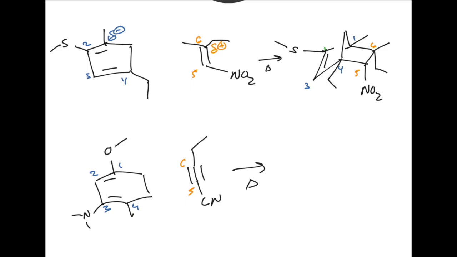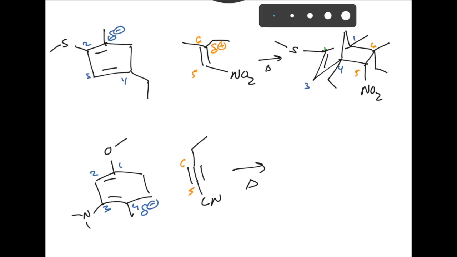All right, which carbon is negative? Should be carbon 4, right? The electron donating group on carbon 1 is pushing electrons to 4, and the group on carbon 3 is pushing electrons to carbon 4. So they're working together to make carbon 4 negative. Which carbon is positive? 6.